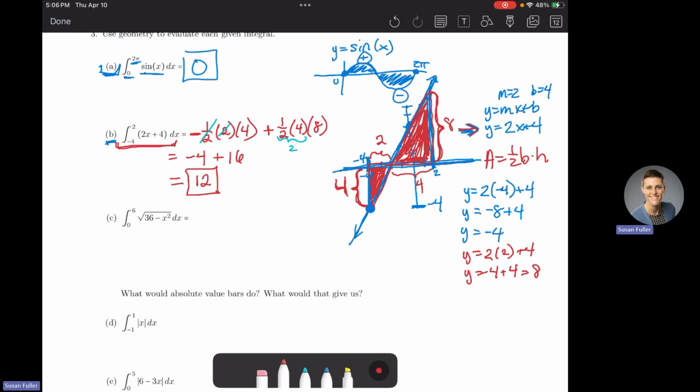All right, so now we're going to do this one. All right, so what is this area? What area does this represent? Let's try that. Yeah, it's going to be the area from x equals 0 to x equals 6 over here, underneath the function y equals the square root of 36 minus x squared.